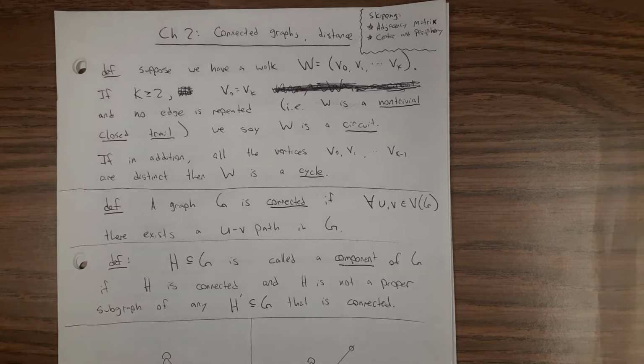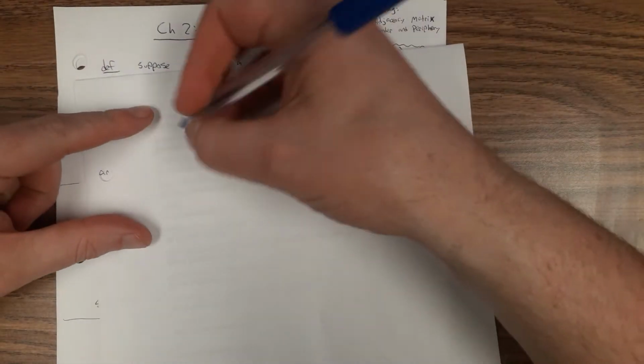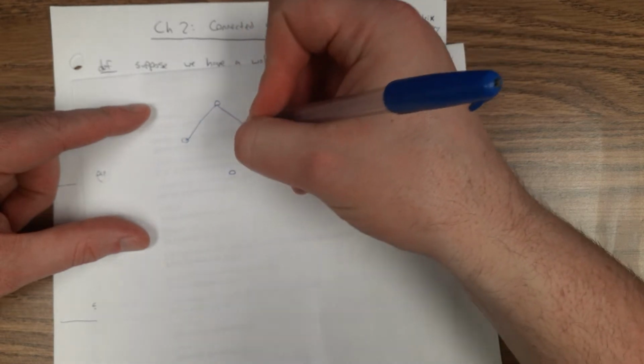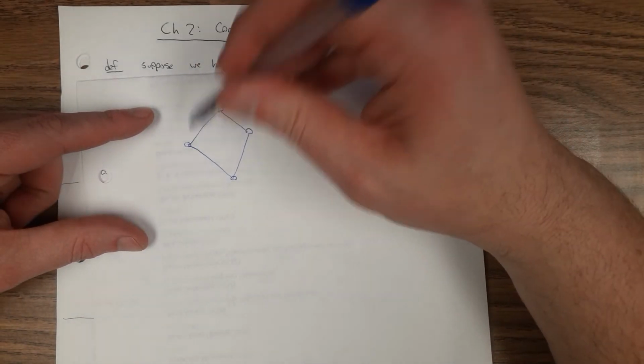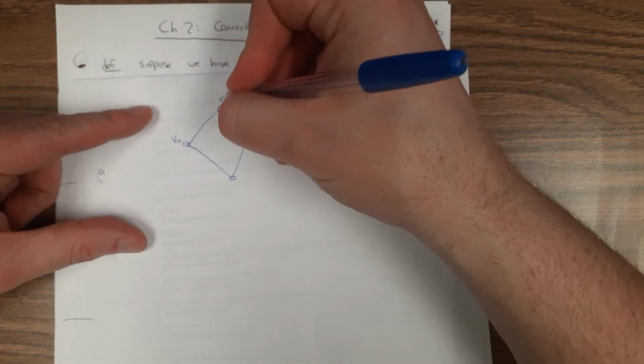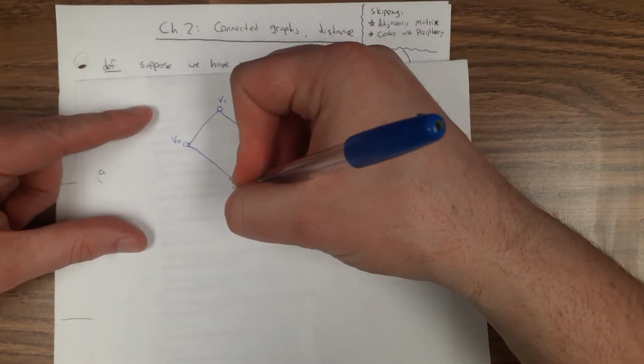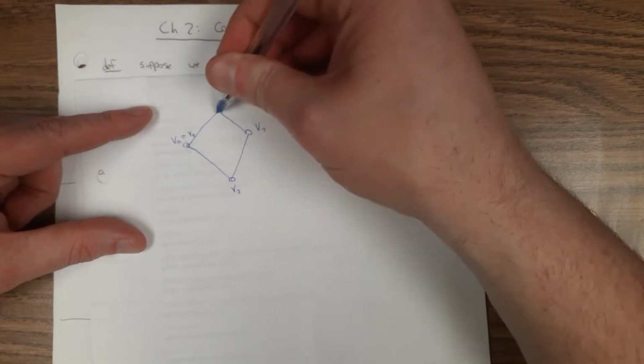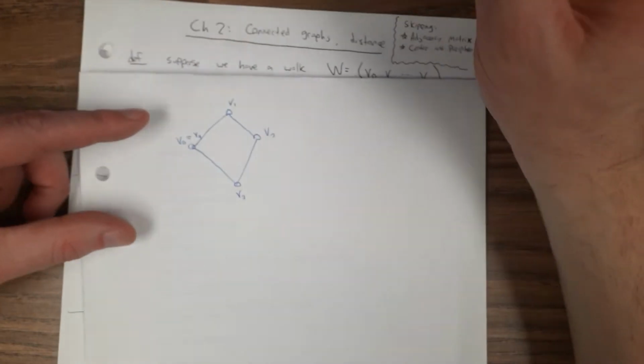There are many ways to draw a circuit. A simple way is to just make all the vertices distinct. So this could be V0, V1, V2, V3, and then V0 would be the same as V4. So I start here, I go all the way around and I end up back where I started.